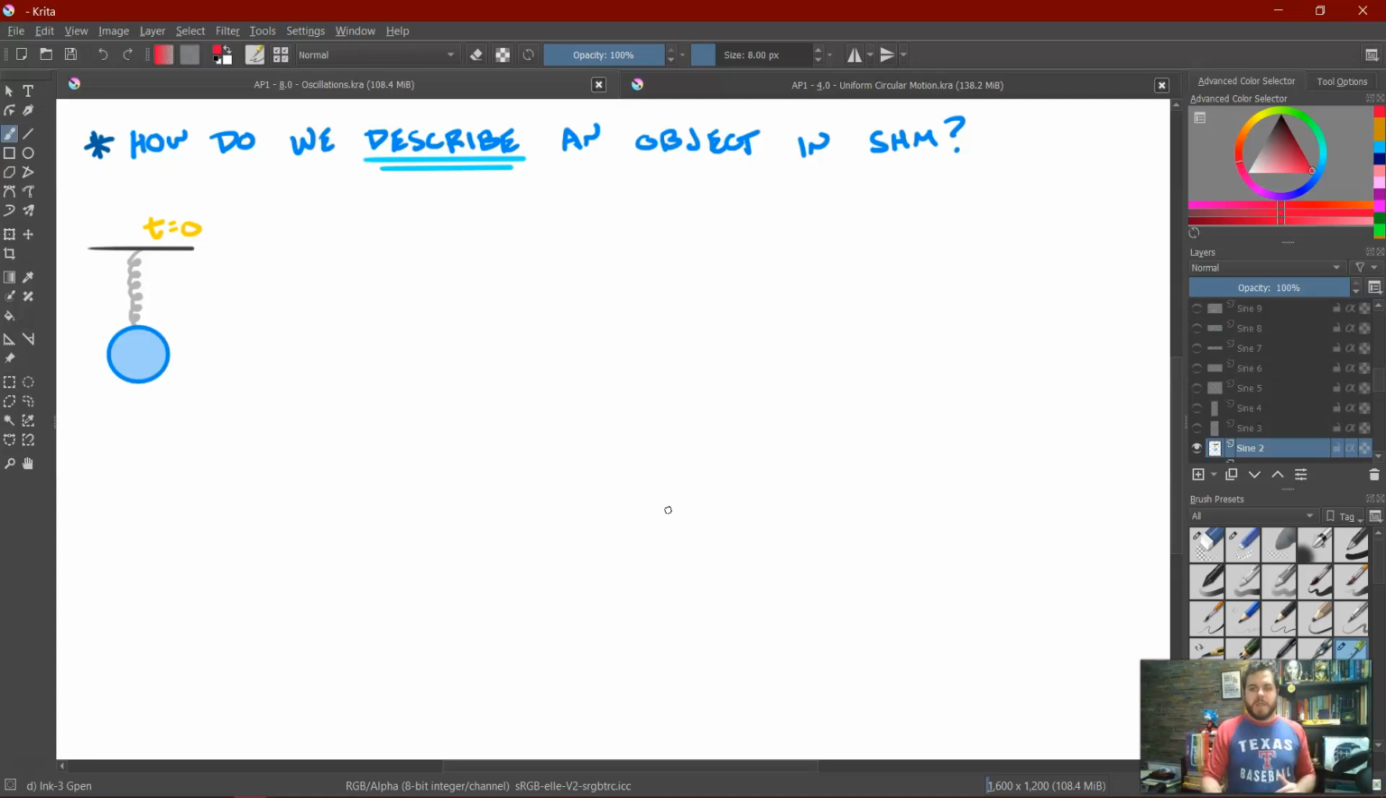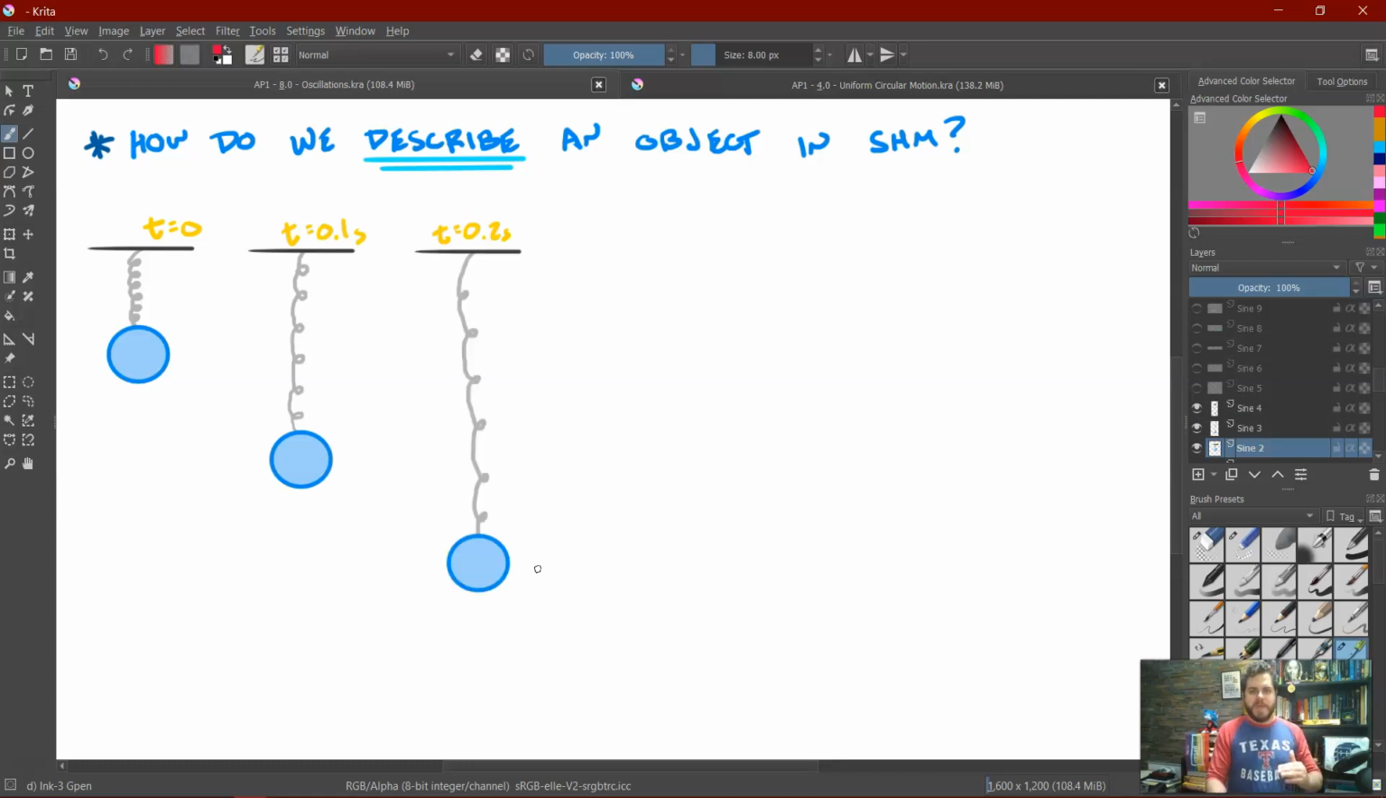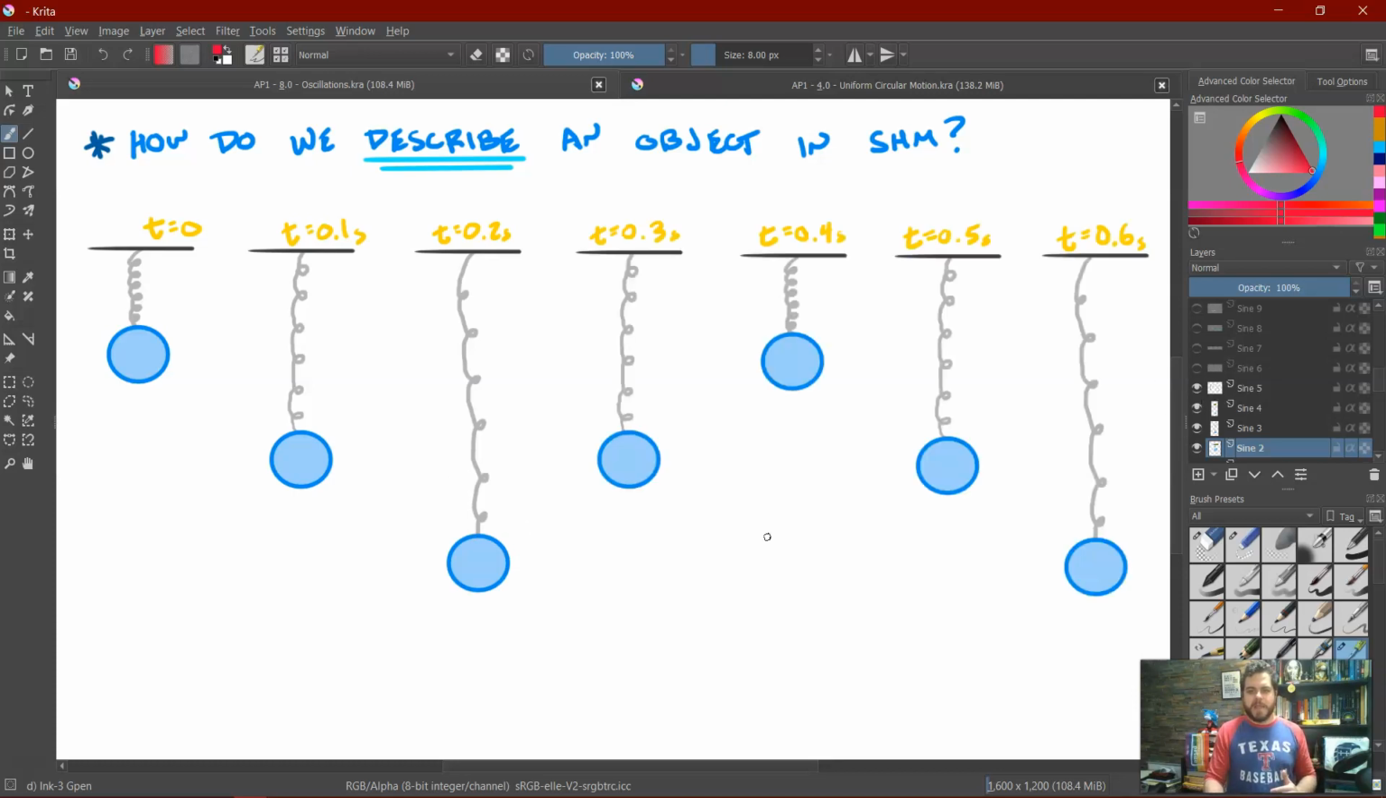to let go. And if we let go, it's going to go downward to the equilibrium position, and then it's going to go past that point and actually cause the spring to stretch more, and then it's going to start snapping back upward, and then eventually it's going to go back downward, etc. And it's going to take this sort of path through time. So notice this is t equals 0, t equals 0.1 seconds, 0.2 seconds, 0.3, etc. So it's going up, then it goes down, and so on.